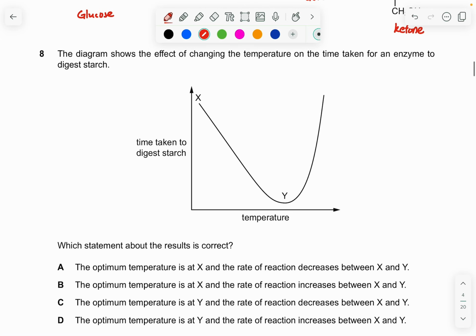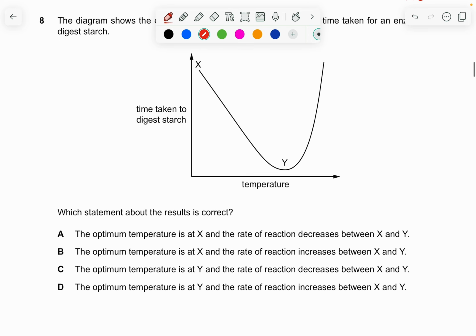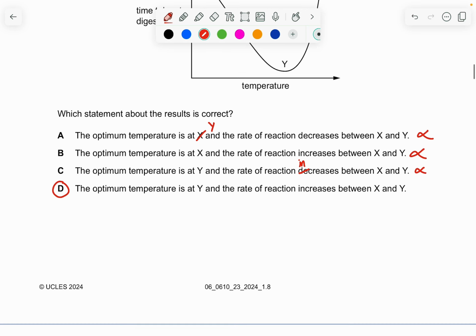Question 8. The diagram shows the effect of changing temperature on the time taken for an enzyme to digest starch. Which statement about the results is correct? The optimum temperature is at X and the rate of reaction decreases between X and Y. This is wrong, the optimum temperature is supposed to be at Y, so this is automatically wrong. The optimum temperature is at Y and the rate of reaction decreases between X and Y. This is wrong, this should be increases. And the answer is D.